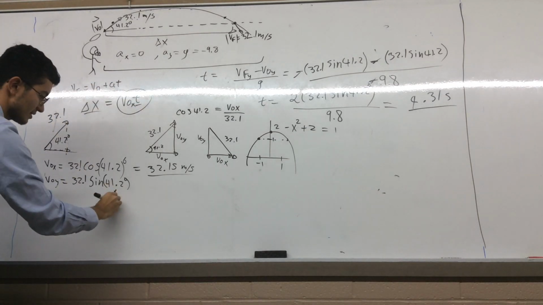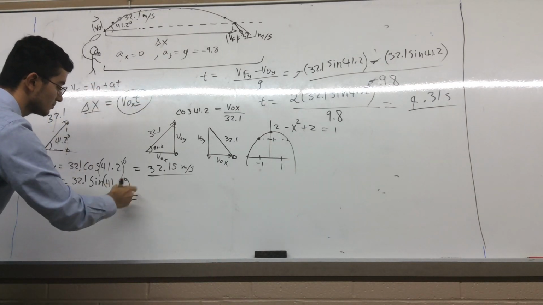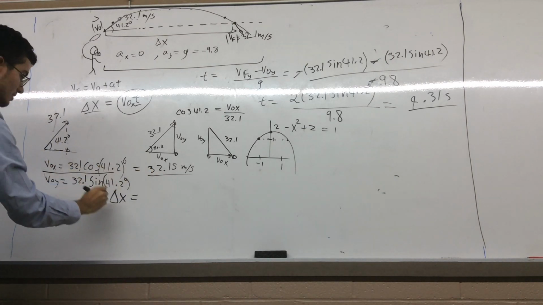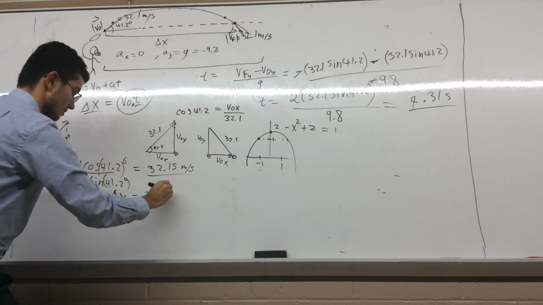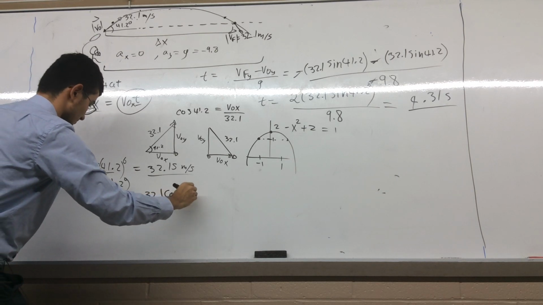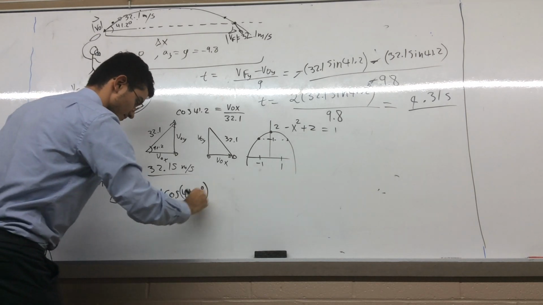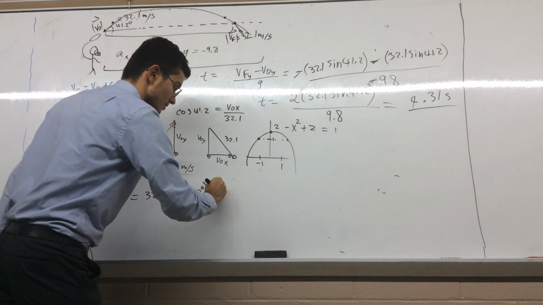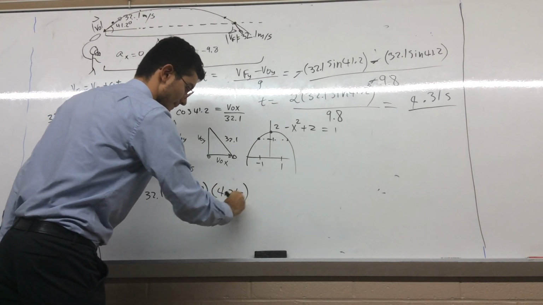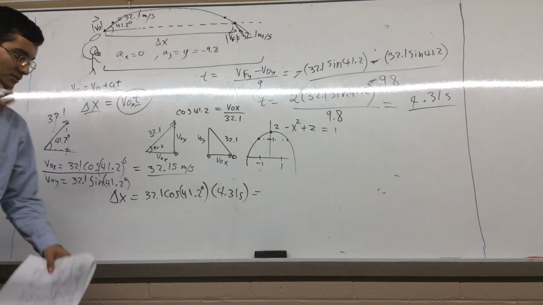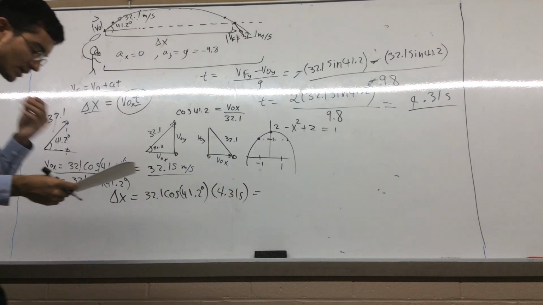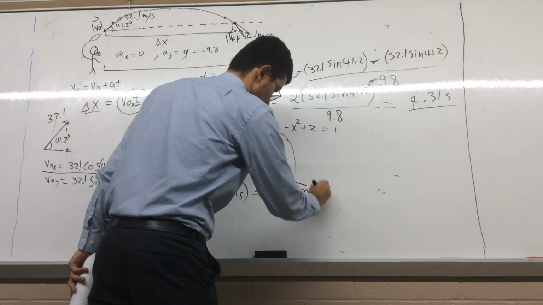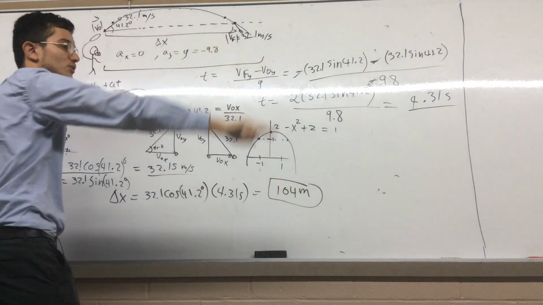So we know that delta x will be equal to v0x, which in this case is this over here. So 32.1 times cosine of the angle, which is 41.2 degrees. And we're going to multiply by the time we found, which is 4.31 seconds. If you plug that into your calculator, you should get 104 meters. So that's the distance that the ball travels.